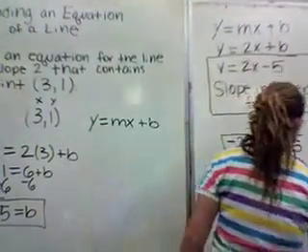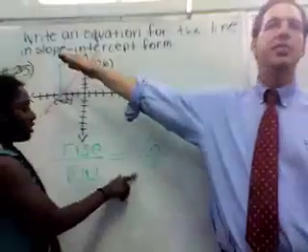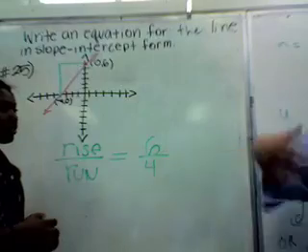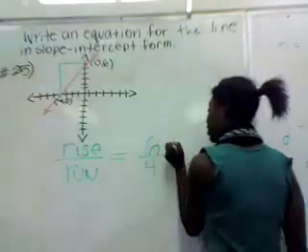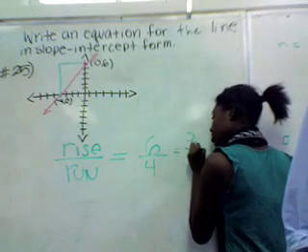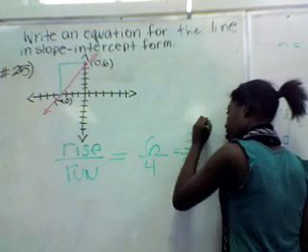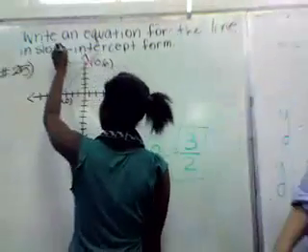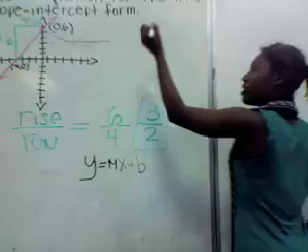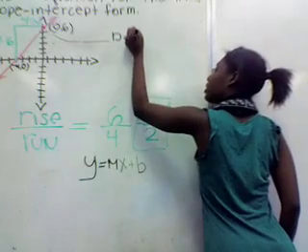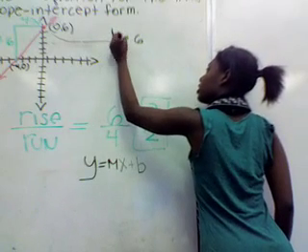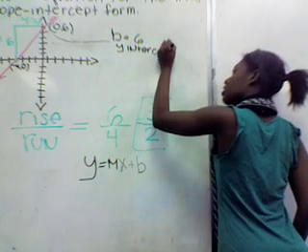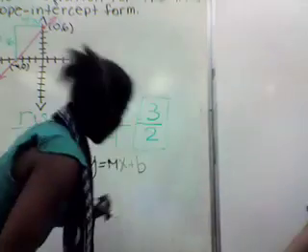It's up 6. It's positive. And right 4 is positive. They're both positive. And now this is a fraction. We can reduce it. What's 6 over 4 if we reduce it? 3 over 2. Good. And so what we can do here, Olivia, is put a 6 there and a 4 there, and the slope equals 3 over 2, and then the y-intercept equals 6. So that's what we've got going here.